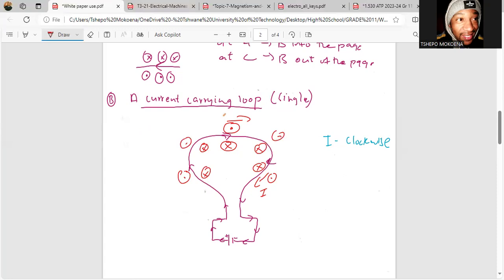So at the center of this loop, at position A, which is the inside of the loop, the magnetic field is actually going into the page. And then outside of this loop, the magnetic field is coming out of the page, coming towards us.